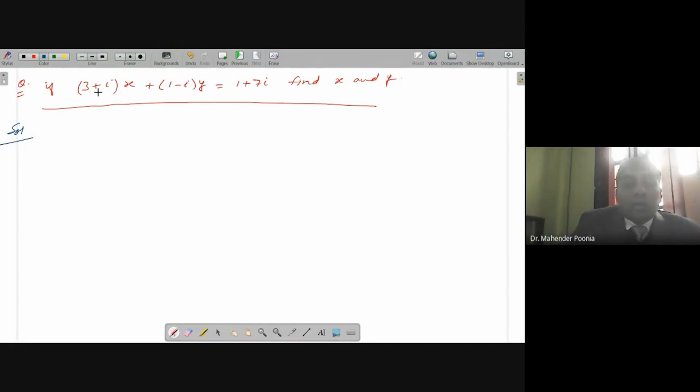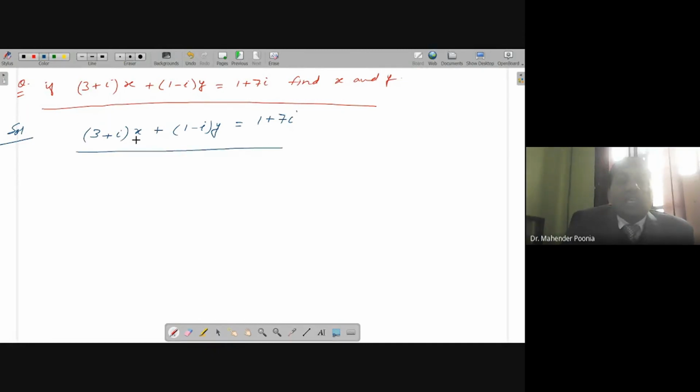So 3 plus iota into x plus 1 minus iota into y is equal to 1 plus 7 iota. Our target is to make the left hand side in the form of a complex number. That means a plus iota b form. And the right hand side is also given in a plus iota b form. After that, we have to compare the real and imaginary parts. So our target is to make the left hand side a complex number.